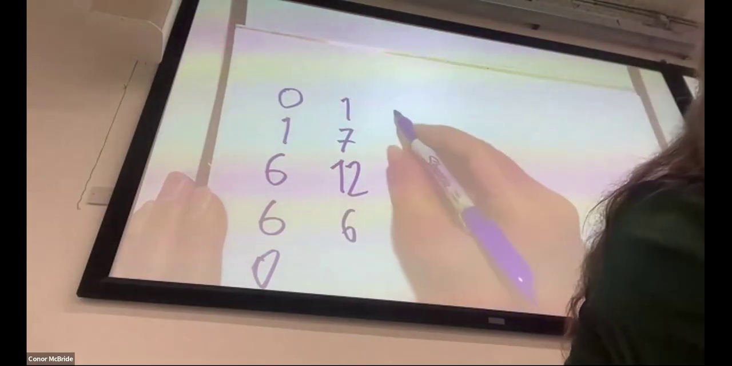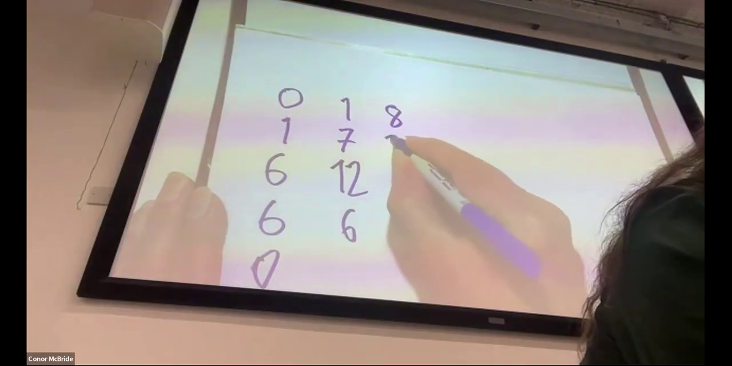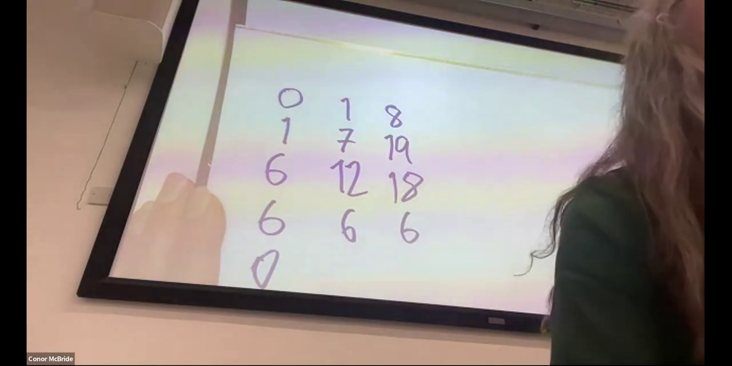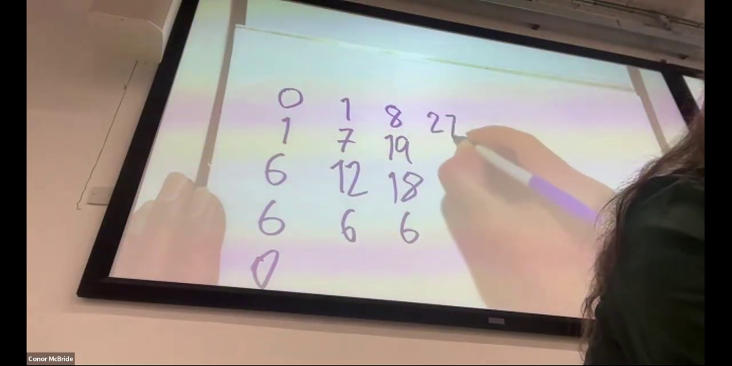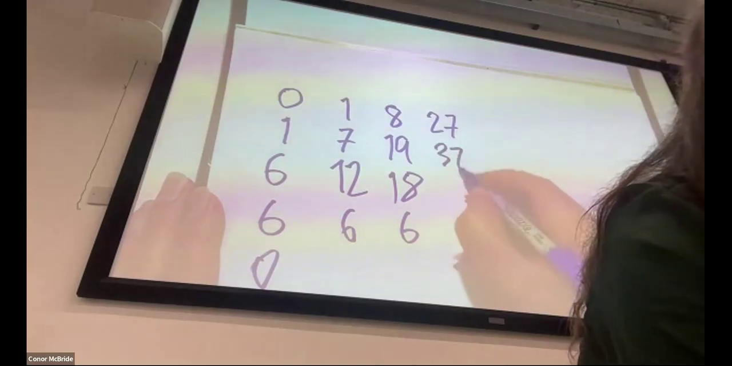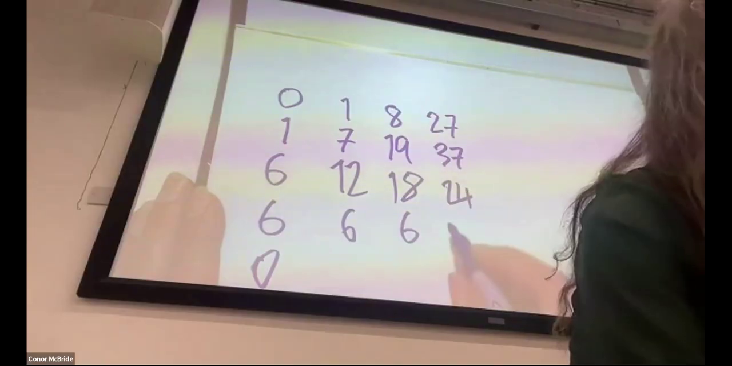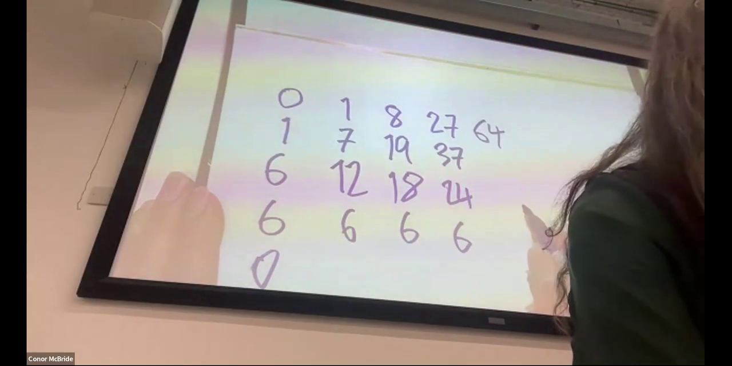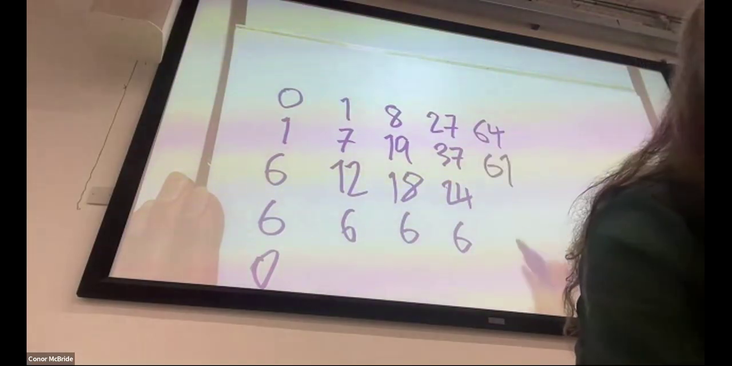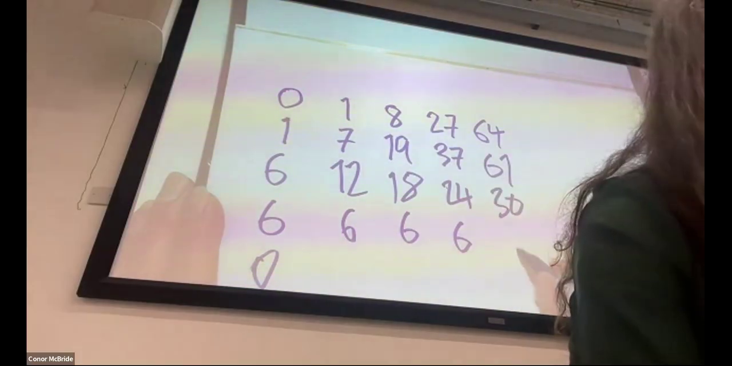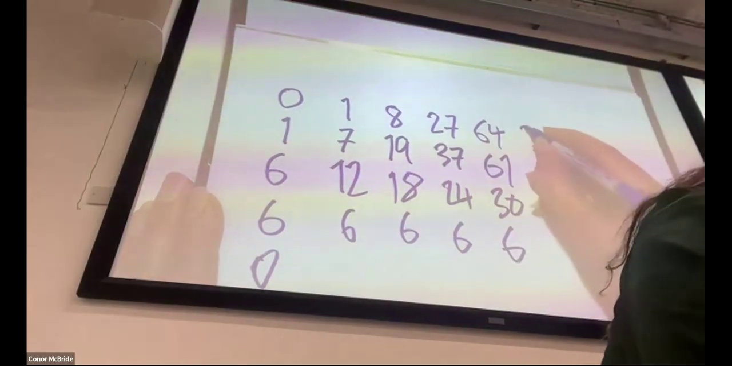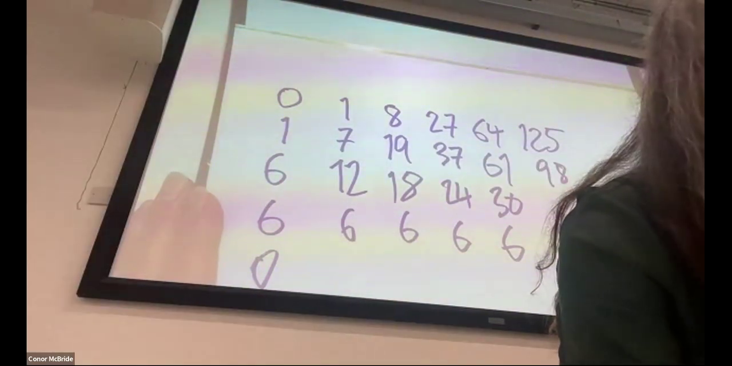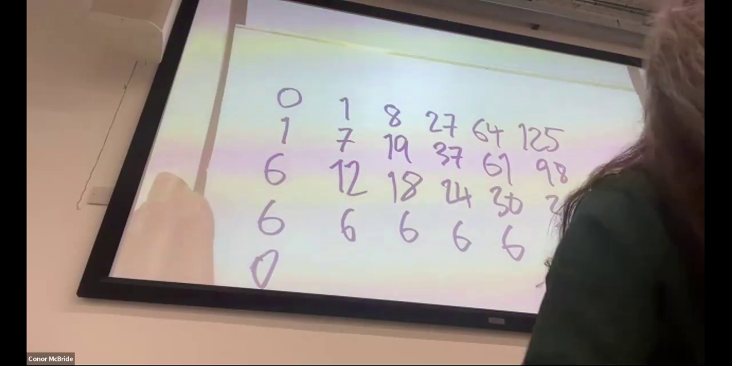Next up, 1 and 7 is 8. 7 and 12 is 19. 12 and 6 is 18. 6 and 0 is 6. 8 and 19, 27. 19 and 18, 37. 18 and 6, 24. 6 and 0, 6. 27 and 37, 64. 37 and 24, 61. 24 and 6, 30. 6 and 0, 6. 64 and 61, 125. 61 and 37, looks a lot like 98 to me. 30 and 6 is 36. 6 and 0 is 6.